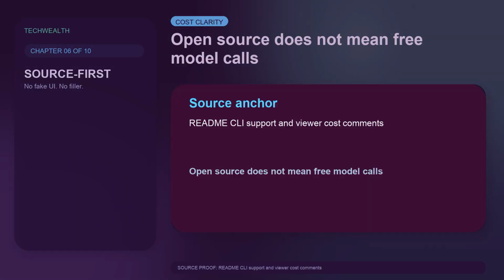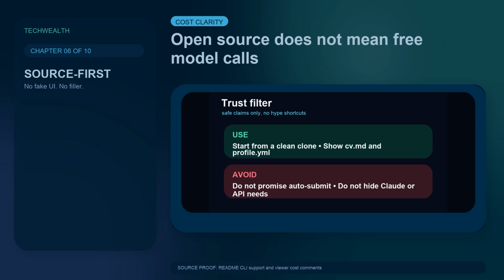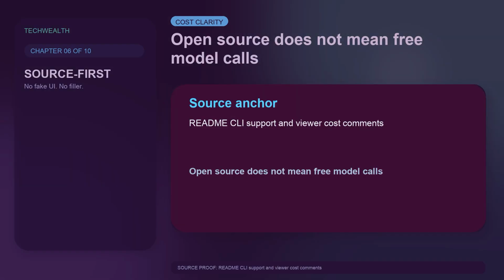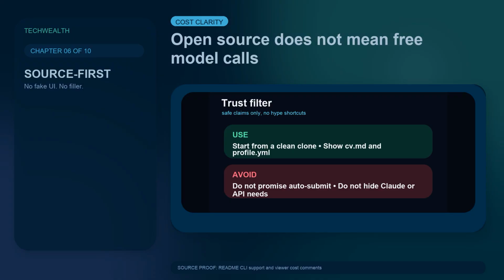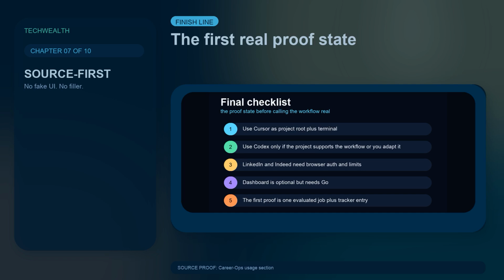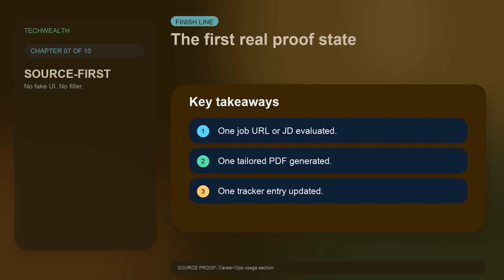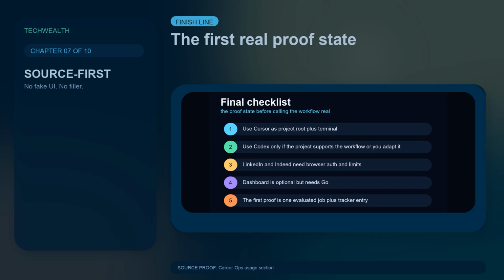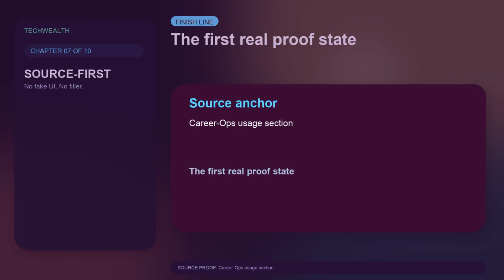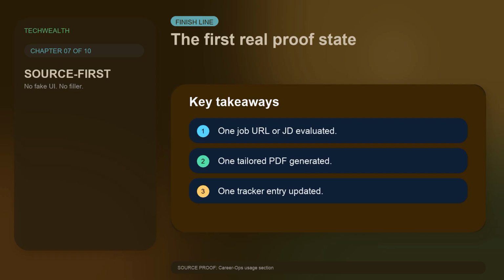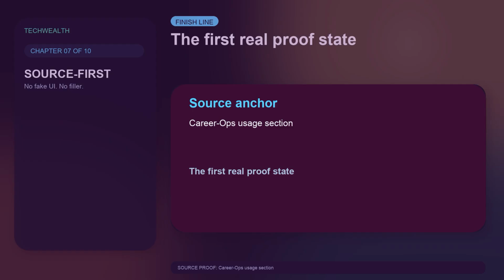If you are a beginner, do one job end-to-end first. Do not batch 50 applications. Prove the profile, score, PDF, tracker entry, and manual apply path once. Then scale slowly. The first real proof state is not a flashy dashboard. It is one job evaluated, one tailored PDF generated, one tracker entry updated, and a human review before submission. If a tutorial cannot get you to that point, it is not finished.